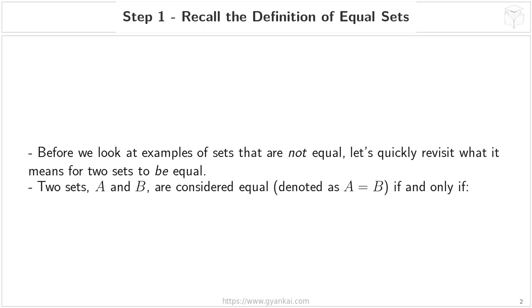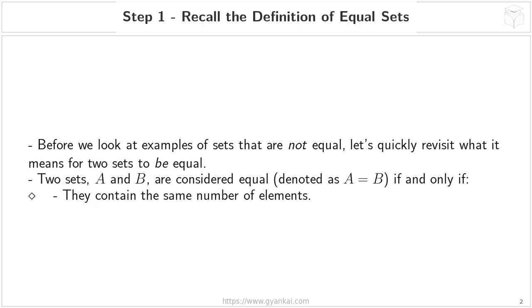Now, if we have two sets, let's call them A and B, we say that set A is equal to set B, and we write that as A equals B if and only if two things are true. Think of if and only if as meaning both conditions must be met, no exceptions. The first condition is that they must contain the same number of elements. If one set has 3 elements and the other has 5, they can't be equal, right? That's a quick check we can do right away.